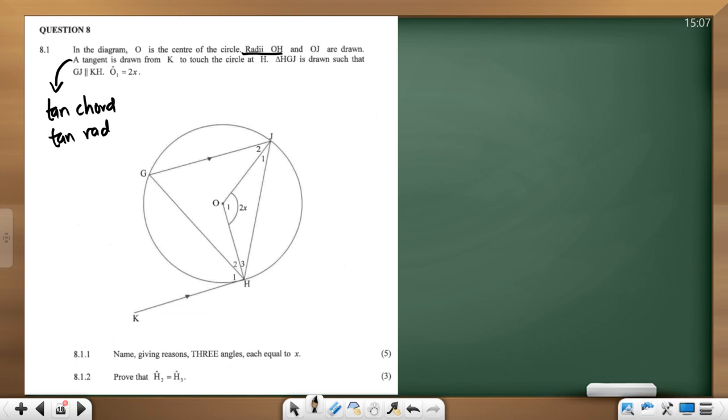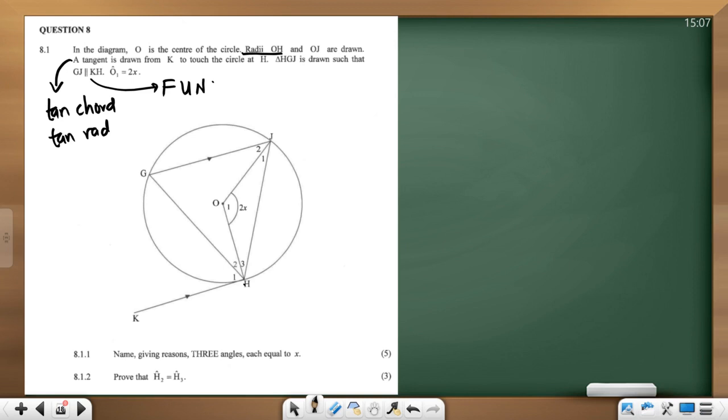A tangent is drawn from that point. EJ is drawn such that GH is parallel. I'm already thinking about my fun angles. So before I even look at the question, I'm already thinking. It says O1 is equal to 2. Name 3 angles that are equal to X.